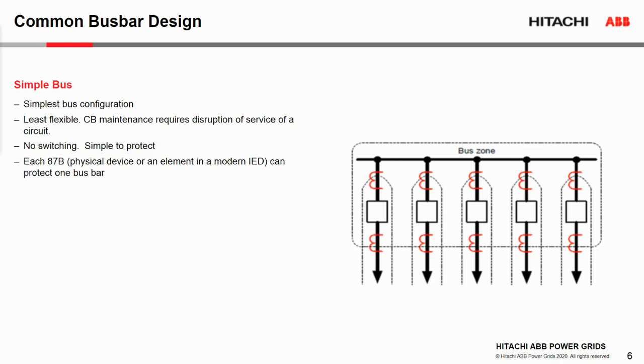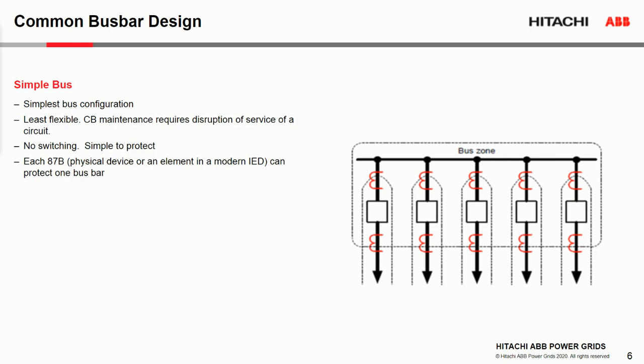Simple bus, as its name suggests, consists of a single busbar where all the elements, assets, or operators are connected to it. It's not flexible. For any CB maintenance, if you want to maintain the circuit breaker or the disconnect associated with those circuit breakers, you basically need to interrupt the circuit that's serviced by the circuit breaker.